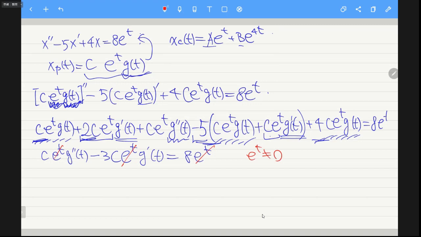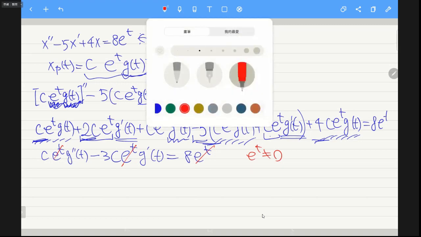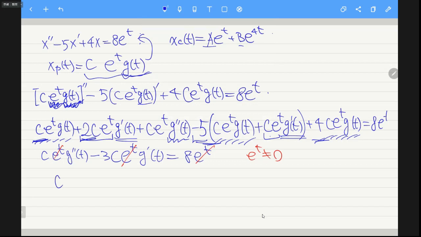So we have c times g double prime of t minus 3c g prime of t equals 8.